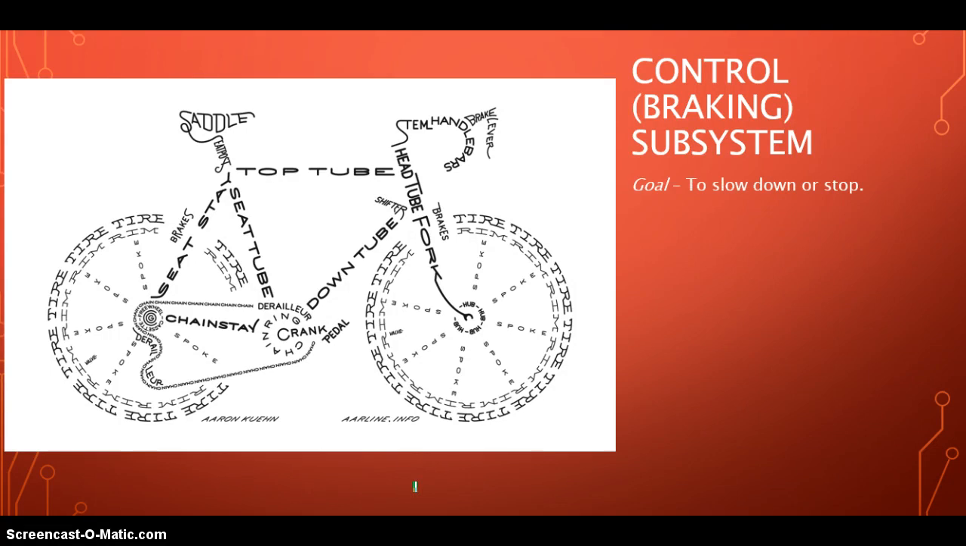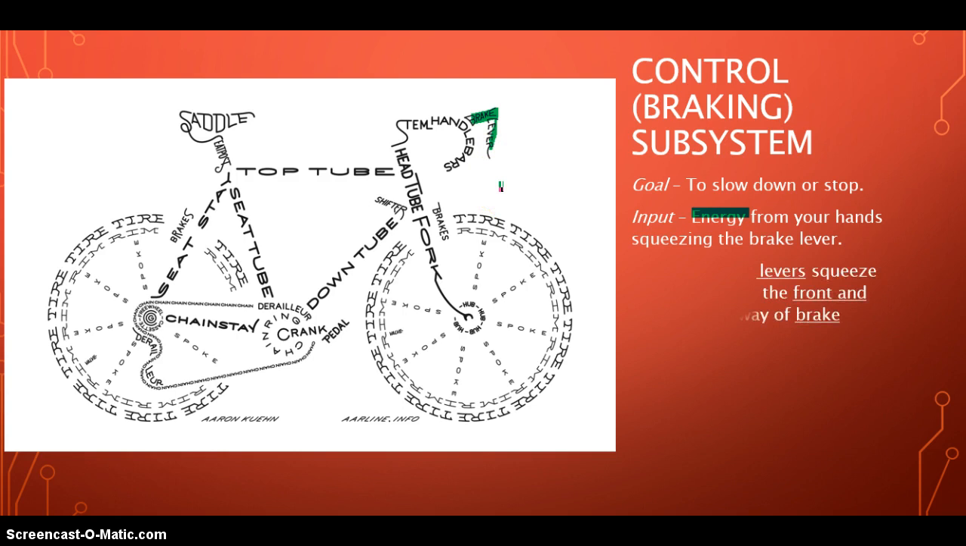So our goal is to slow down or stop. The input for our braking subsystem is the energy from our hands squeezing the brake lever. Okay, so there's our brake lever. We know that this is on the handlebars. So if we use our energy from our hands to squeeze the brake lever, that's going to result in the brakes on both the front tire and the rear tire squeezing onto those tires, and that happens by way of cables.